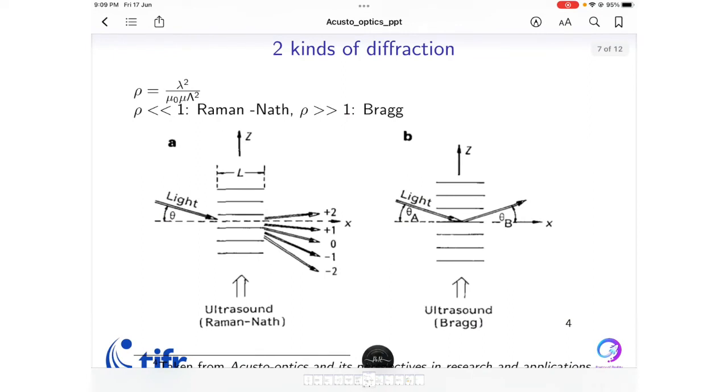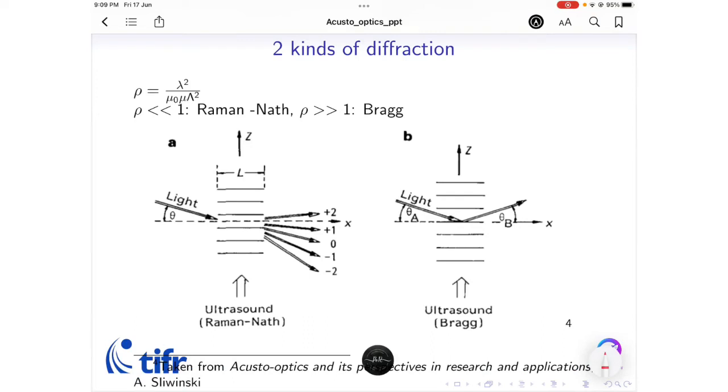Now there are two kinds of diffraction we will observe. We have this equation now, that is small lambda squared divided by mu 0 mu lambda squared.